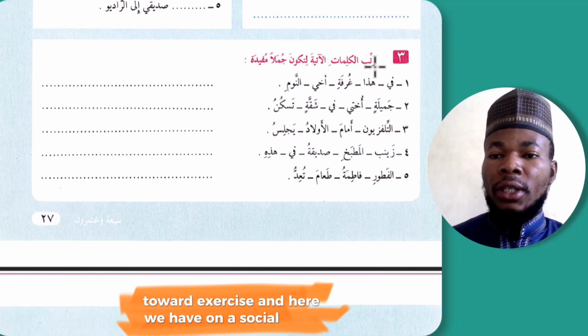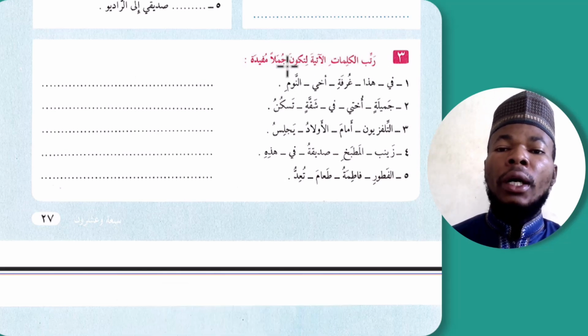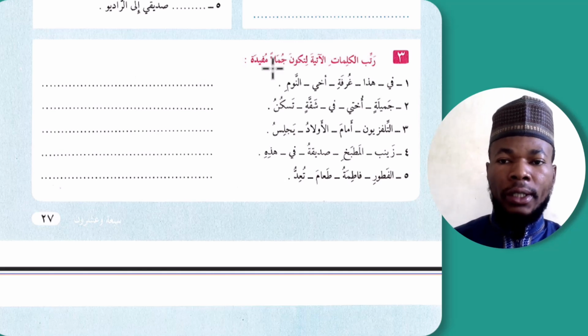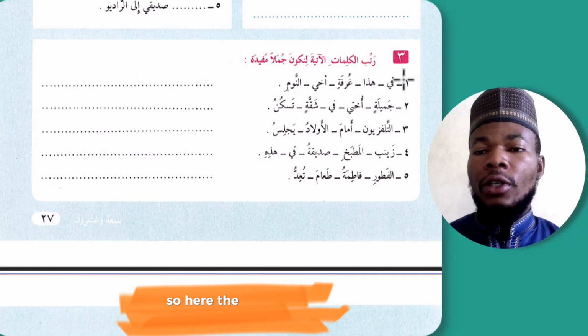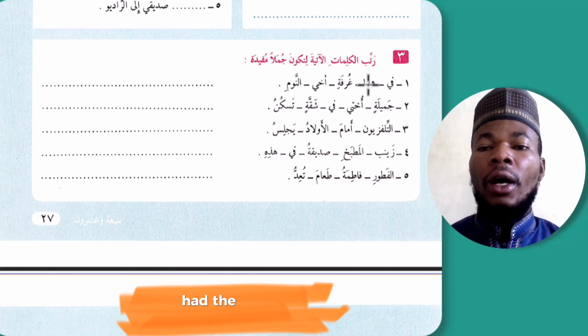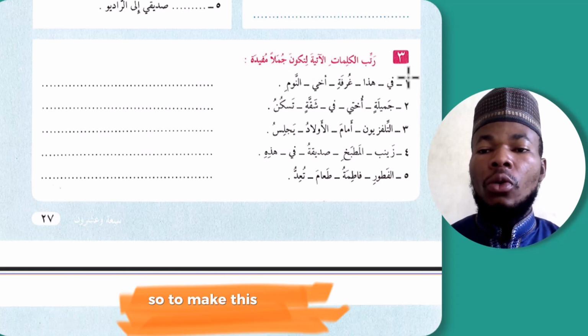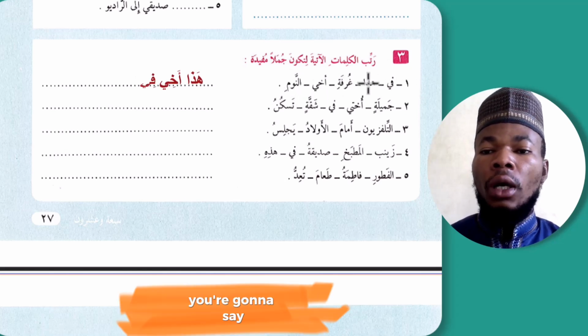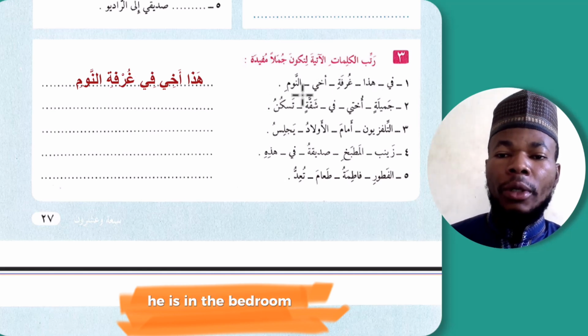And here we have an instruction that says Rattibil kalimatil atiya. Arrange the following words litakuna jumalan mufidatan, to become meaningful sentences. So here the first one we have fi hadha ghurfa akhi an-nawm. So to make this to be a meaningful sentence, we're going to say hadha akhi fi ghurfati an-nawmi. That is, this is my brother, he is in the bedroom.